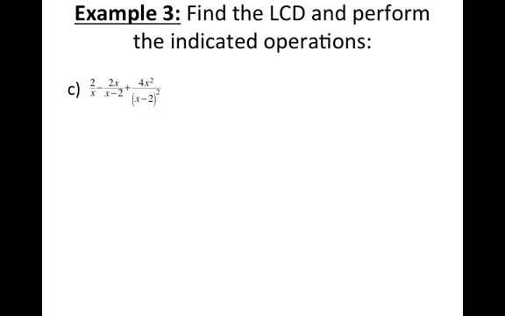Okay, for part C, we've got 2 over x minus 2x over x minus 2 plus 4x squared over x minus 2 squared. So we have a single factor of x, a single factor of x minus 2, and a double factor of x minus 2. So our least common denominator is going to be x times x minus 2 squared. Okay, because this one has at least one factor, it's missing the factor of x and the second factor of x minus 2. So this would be our least common denominator.